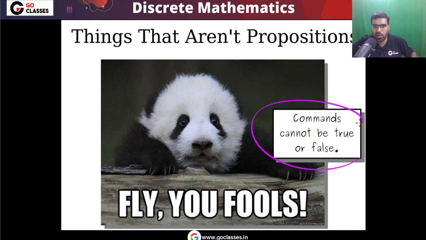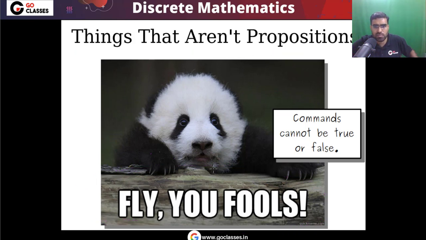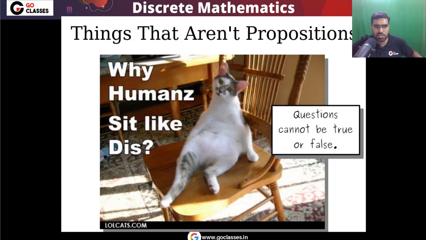So commands cannot be true or false. To this sentence you cannot assign true or false. So very simply, this is not a proposition. Commands are not propositions. Similarly, questions are not propositions. A question cannot be true or false. Read this sentence: Why humans sit like this? It is a question statement, an interrogative statement. So questions are not propositions.